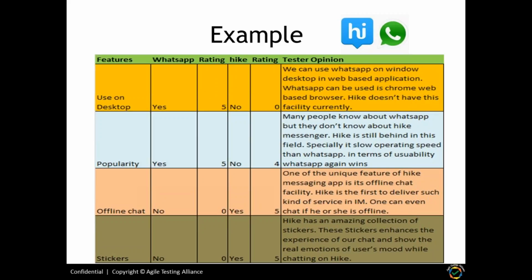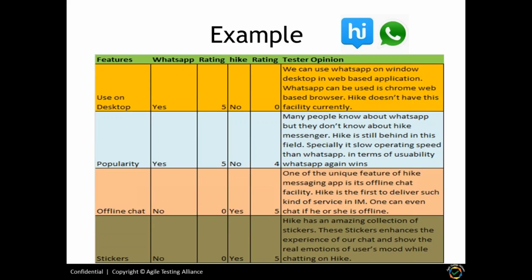So for example, the first feature is use on desktop. WhatsApp has a desktop version which can be used, and probably Hike doesn't have one. This can keep on changing, guys. This presentation was a little bit old, so I don't know whether Hike has already added that feature. When we did this comparison at that time, this was the current rating. So the tester opinion was, we can use WhatsApp on Windows desktop as a web-based application. WhatsApp can be used in a Chrome web-based browser. Hike obviously doesn't have this facility currently.